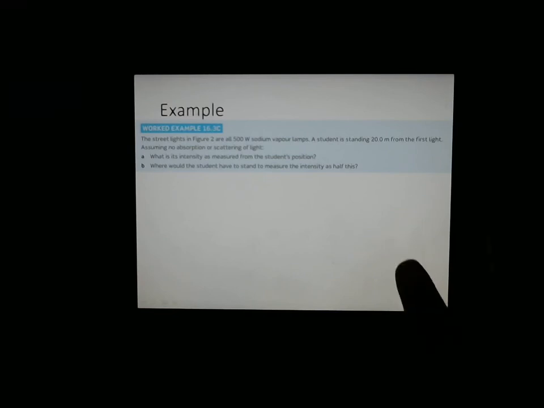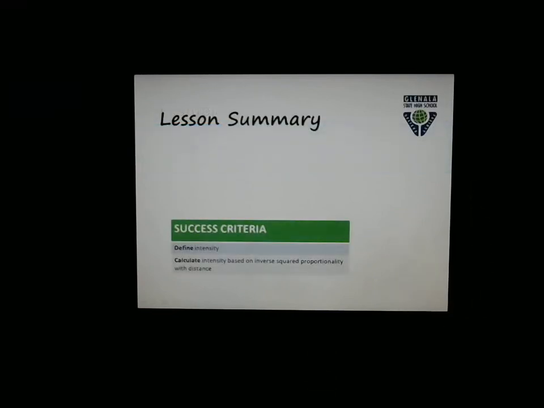So, in this lesson, we've gone through the following. What is intensity in terms of energy per area? We've calculated intensity using that definition, which again, I don't think would be asked, but perhaps. And then finally, calculate intensity using an inverse proportionality equation.